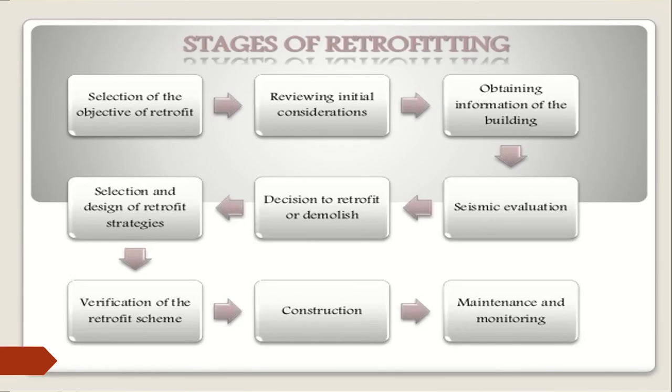Now let's see the stages of retrofitting. First, we have to select the objective of the retrofit. That means for what reason we are going for a retrofitting. Whether we are going for the retrofitting of a column, of a beam, or of a column beam joint. So that selection is to be done.